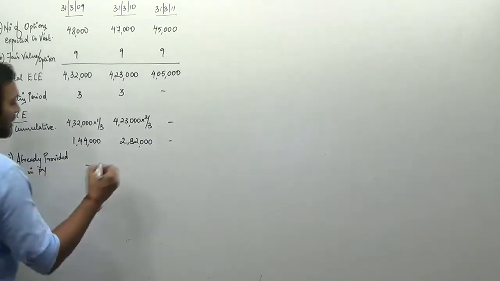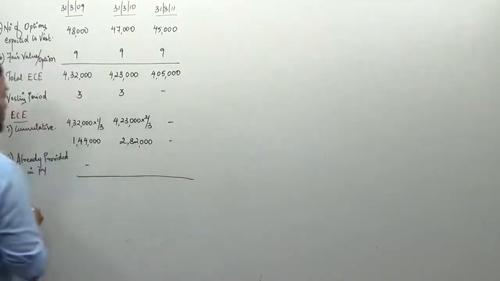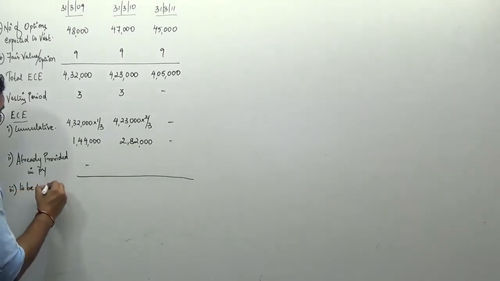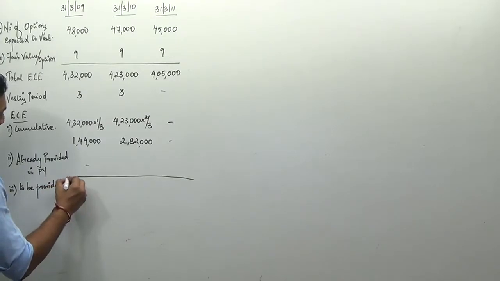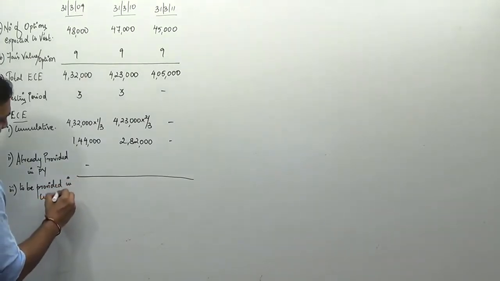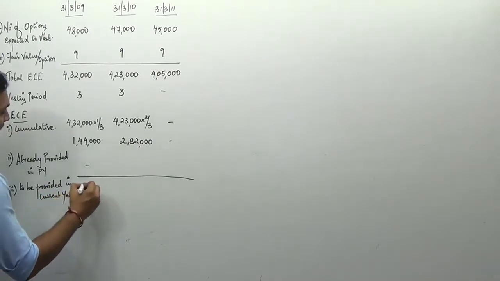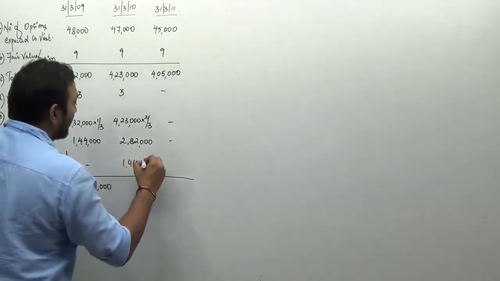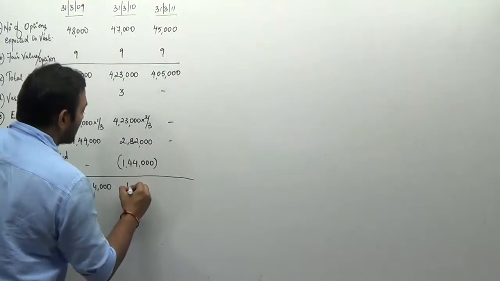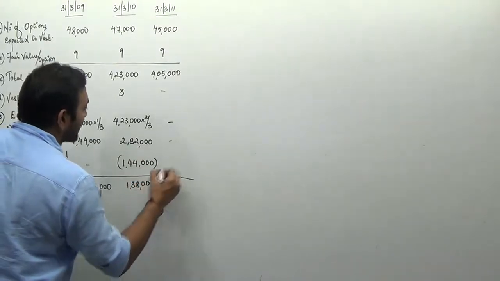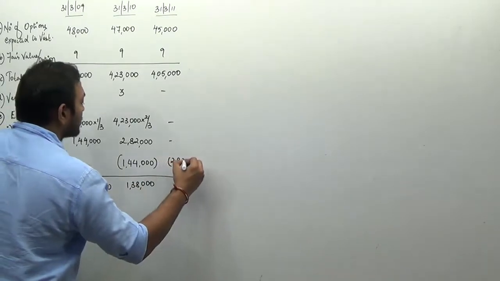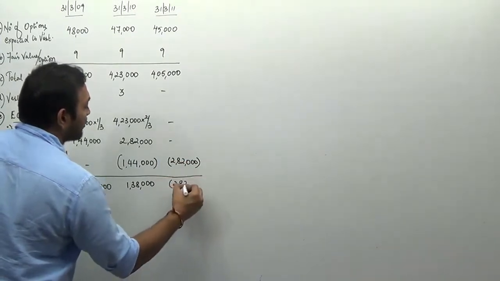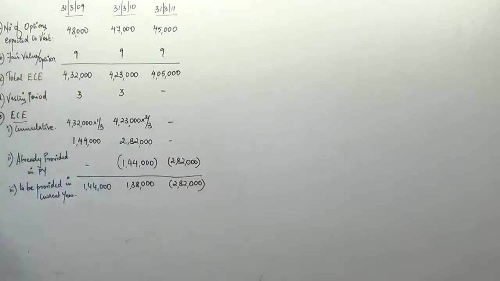Already provided in previous year. Last year I did not provide anything because it was the first year. First year 1,44,000 to be provided. 1,44,000 provided in the first year, so 1,38,000 to be provided in the second year. Last year, already 2,82,000 provided. My required provision is 0. So this will be negative 2,82,000.